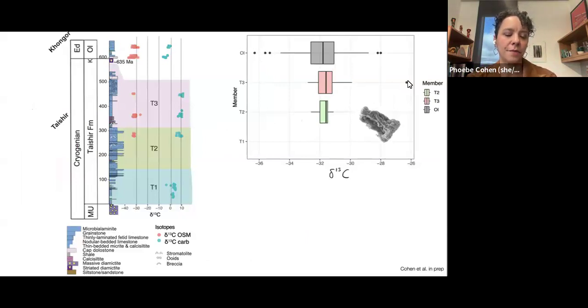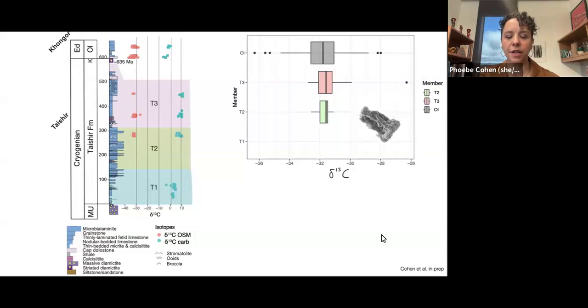So from the Taishir area, we have T1, T2, and T3, although we don't have any fossils from T1 here. And then in the Kongor range, this is like a compiled strat section just to keep everything a little bit easier to see. We have OSMs from the Ediacaran. And that's really cool too, because that hadn't been seen before. And so basically what we're able to show here is that this lineage was persisting through the Marinoan glaciation in some form. The carbonate carbon is in light blue on the right.